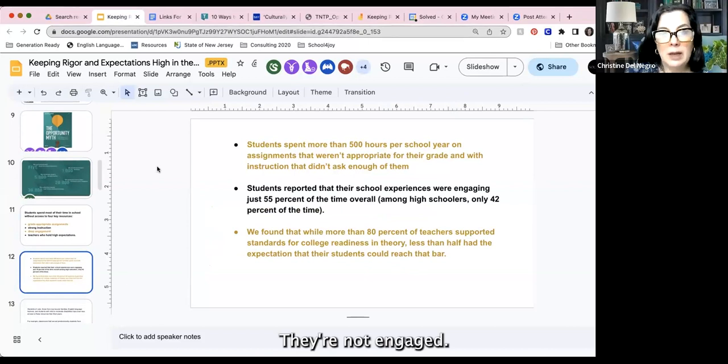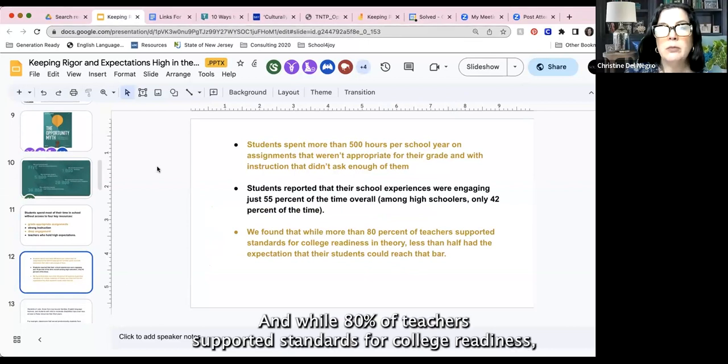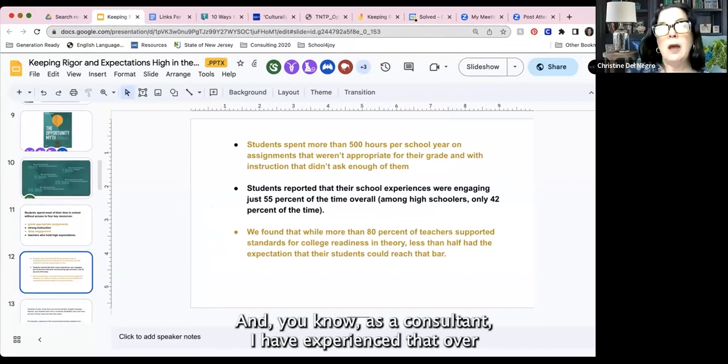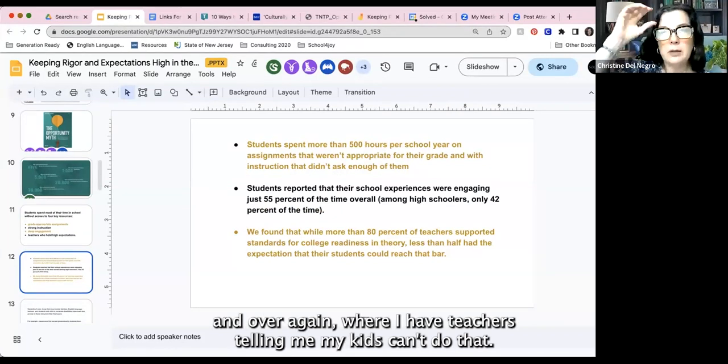They're not engaged. And while 80% of teachers supported standards for college readiness in theory, less than half had the expectation that their students could reach that bar. And, as a consultant, I have experienced that over and over again, where I have teachers telling me my kids can't do that.